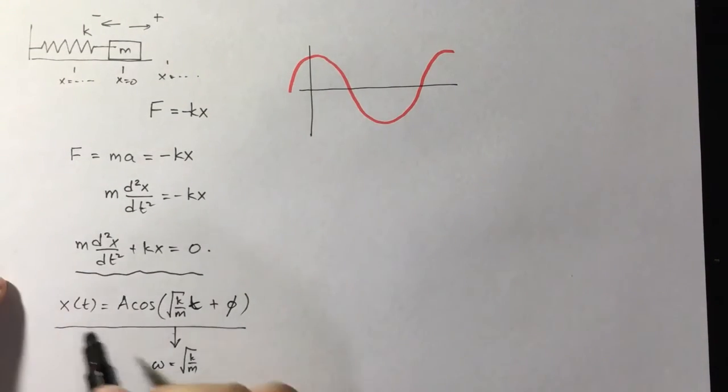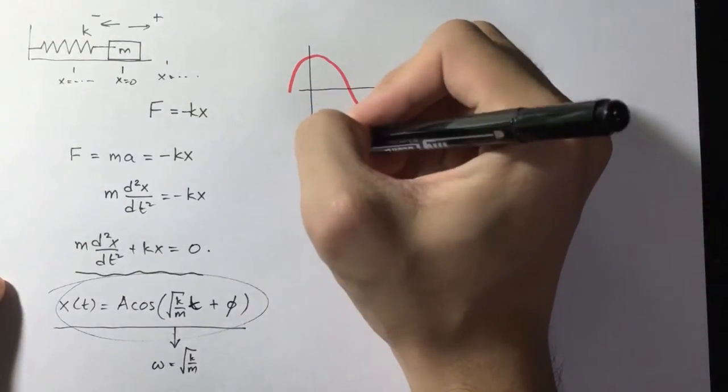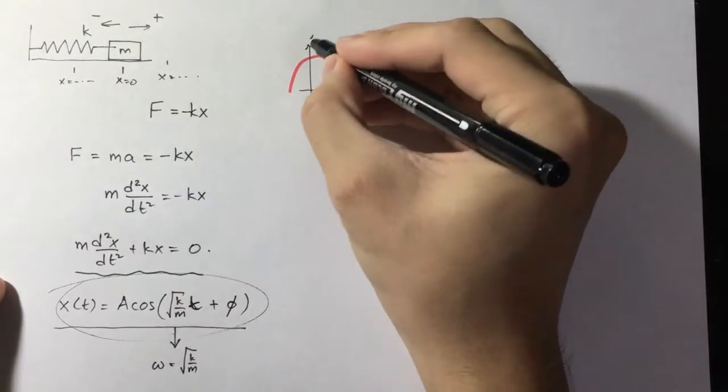So, what can we get out of this equation? Well, you can see that the graph, for example, here, this will be in the time direction, and this will be in the position.